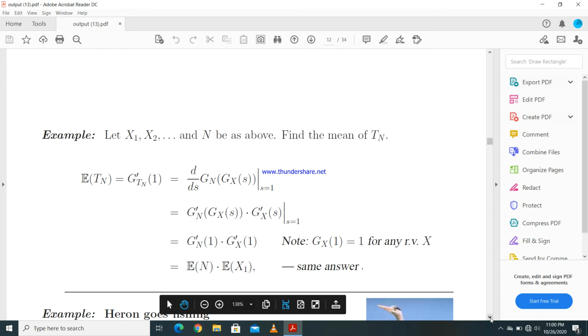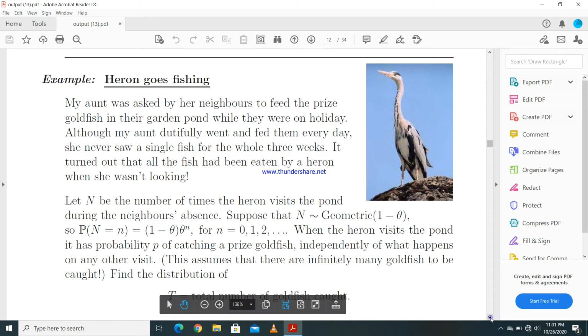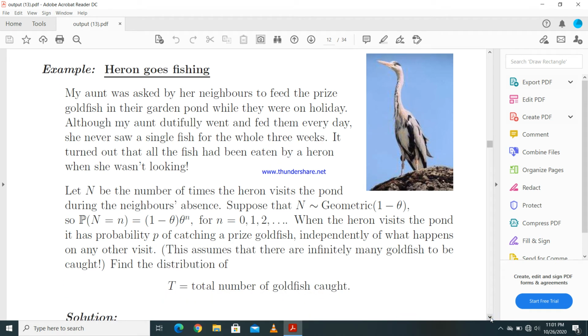So let's see another example. This is the example of Heron goes fishing. It's like this: there is a pond, and in this pond you have so many fish. This pond belongs to a person, and this person has gone somewhere, so you need to feed the fish.